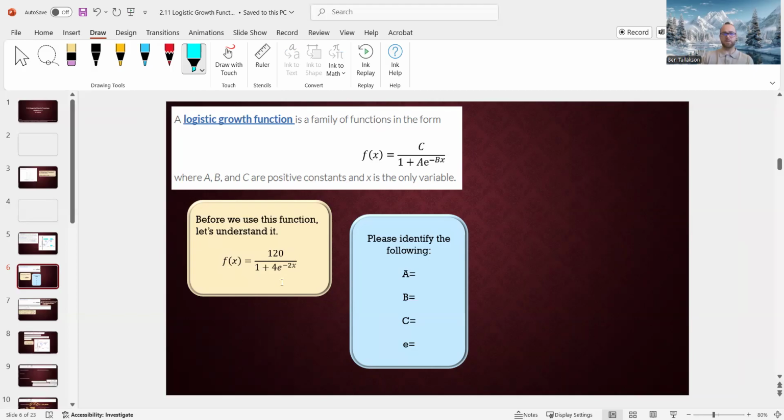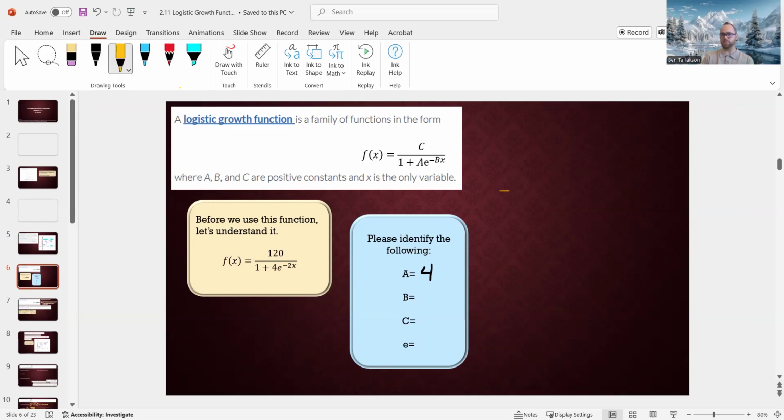Here we see some numbers. So please identify A, B, C, and E. Let's see how you did. A, I see plus A, so that's whatever's in front of E, 4. B is a tricky guy because you see that negative out front? So that acts as dishonest H does, right?